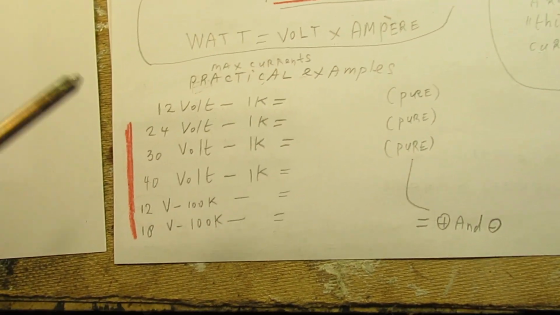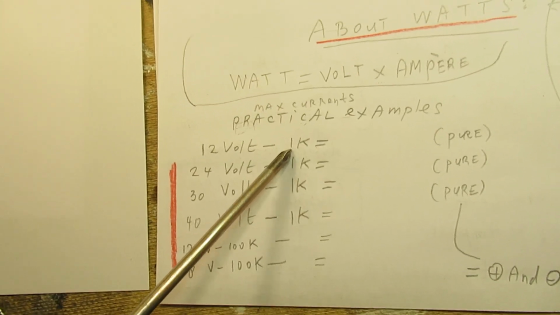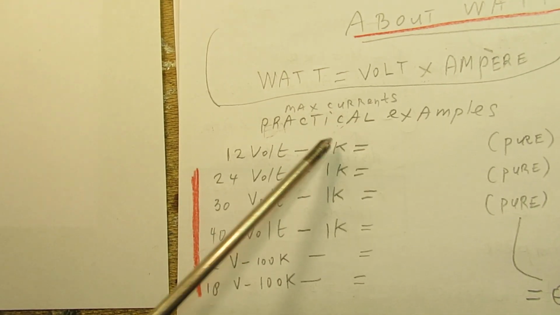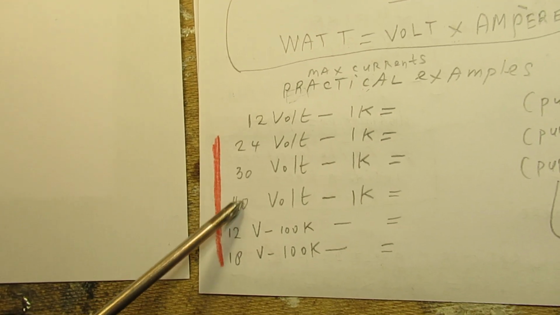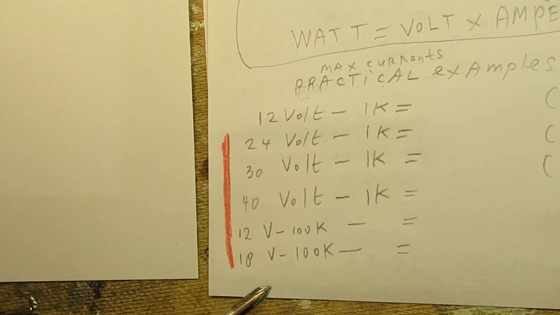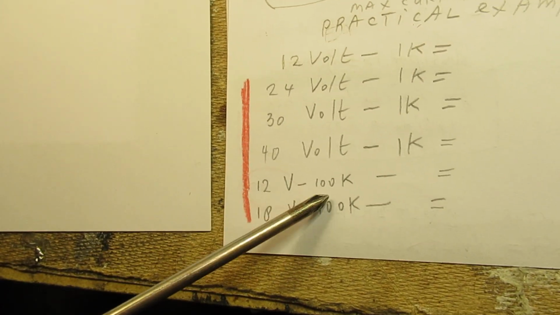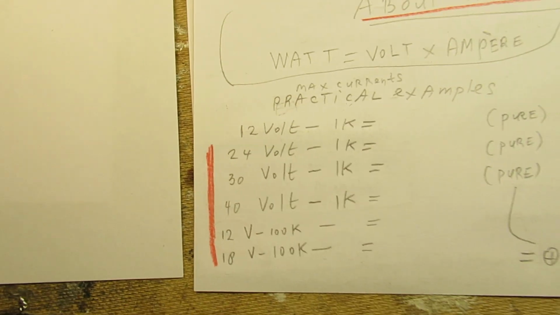Anyway, 12 volt at 1K gives a certain current. 1000 ohms here, 12 volts here. 24 volts here, 30 volts, 40 volts, 12. Well, this is another idea. 12 volts at 100,000 ohms and 18 volts at 100,000 ohms.